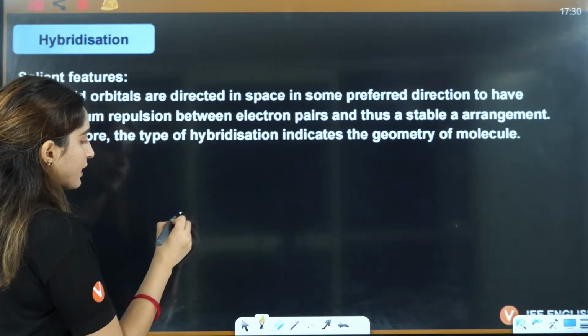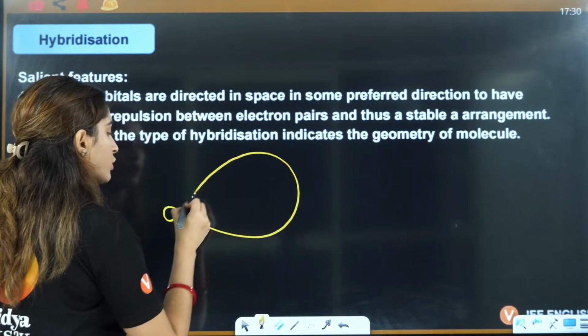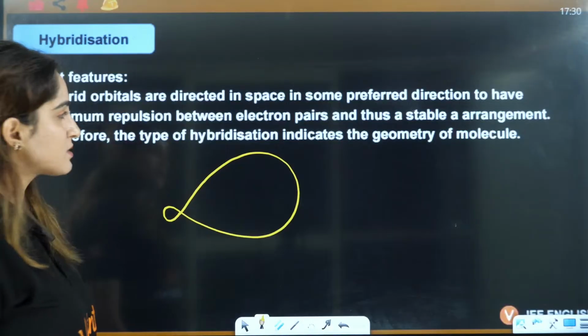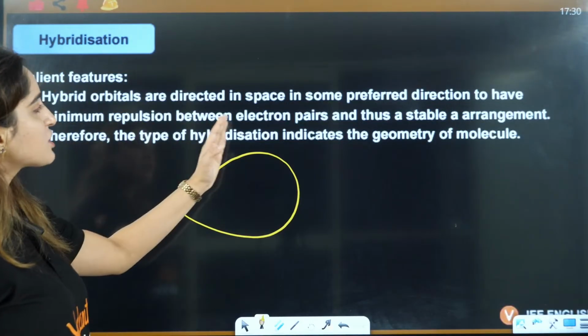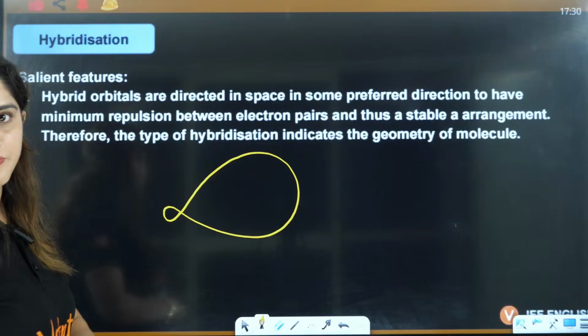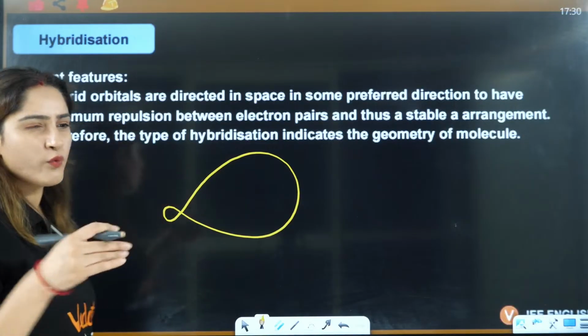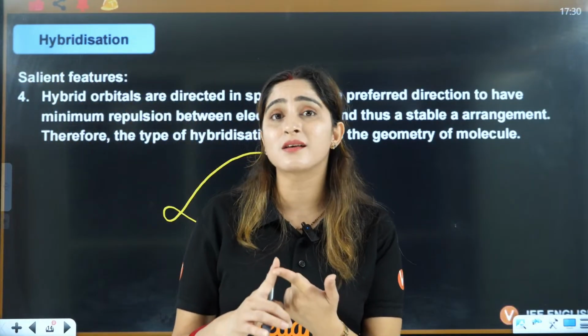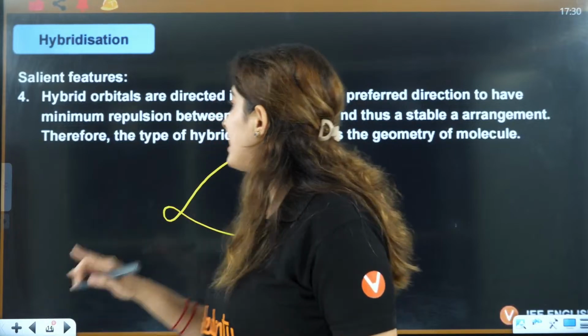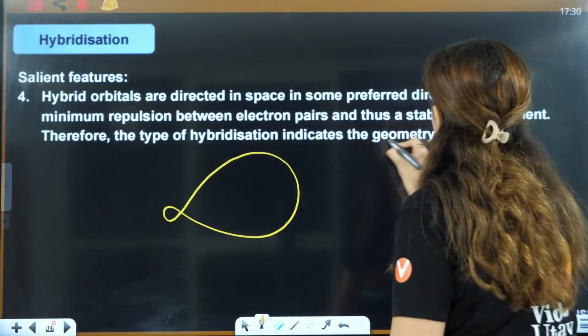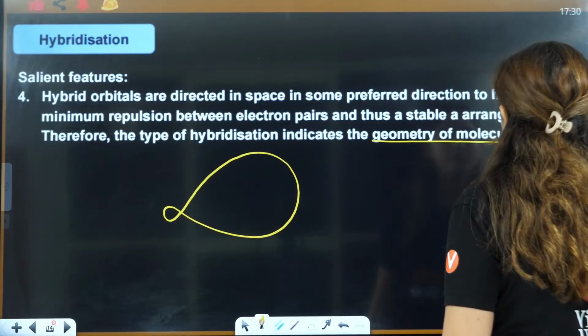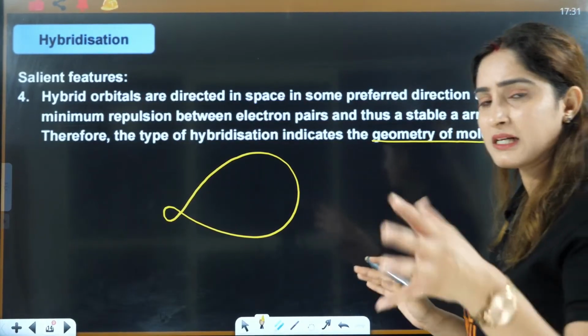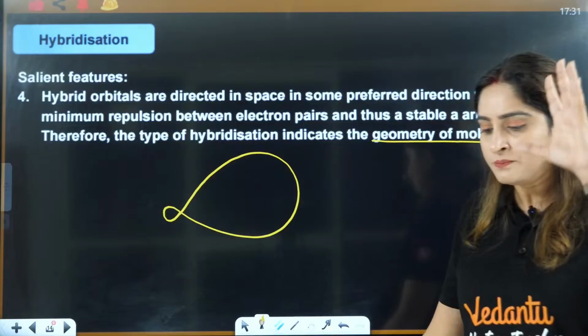Usually we represent it like this, one small lobe and one big lobe. This is how hybrid orbitals are represented. Minimum repulsion between the electron pairs, right? And we'll discuss shapes and geometries. This will give rise to the geometry or shape of the molecule. We'll discuss later on what is the difference between shape and geometry.